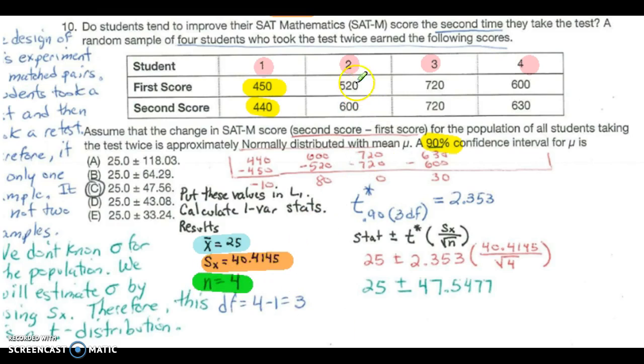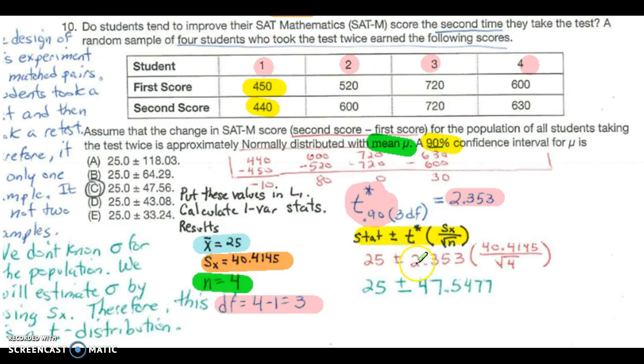So this is about a mean. I want to find a mean. It's not about a proportion. I don't know the population sigma. That means I have to find a critical t, not a z. My degrees of freedom is 3 because there are 4 people, 4 minus 1 is 3. I am going to look it up on my table. My critical value for a 90% confidence interval is 2.353.